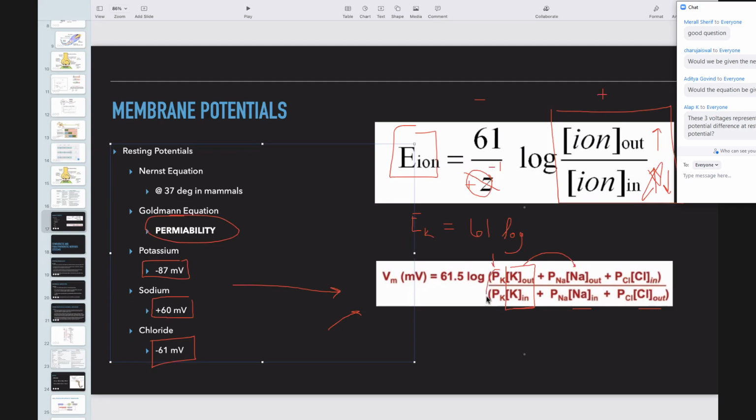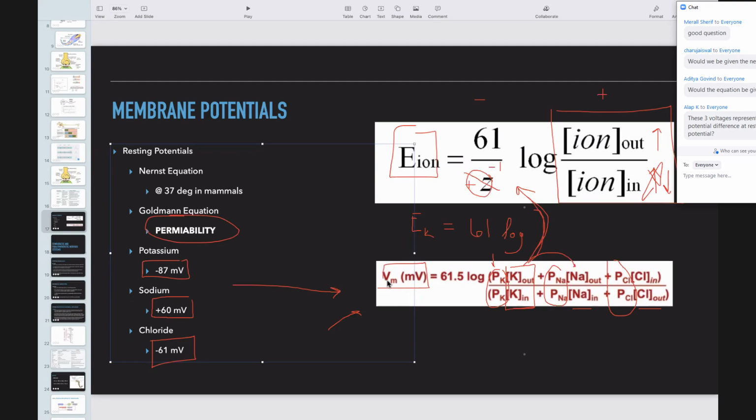It's this permeability value. So this P is permeability of sodium, this is permeability of potassium, this is permeability of the chloride. The strength of this permeability number, the strength of this value is what's going to dictate which resting potential found by the Nernst equation will play the greatest role in determining the membrane voltage.